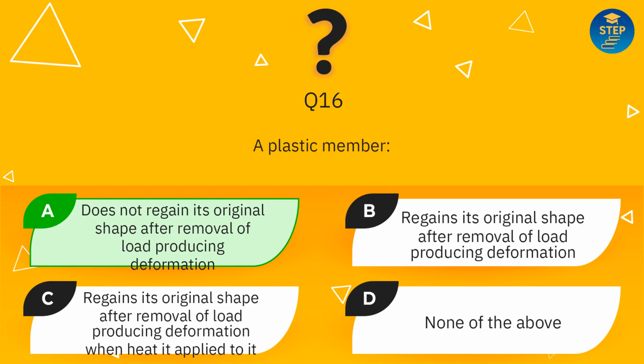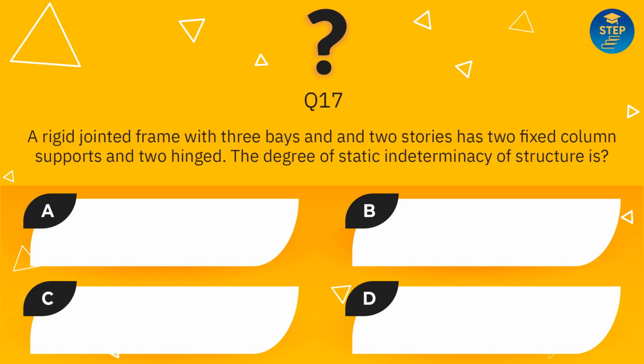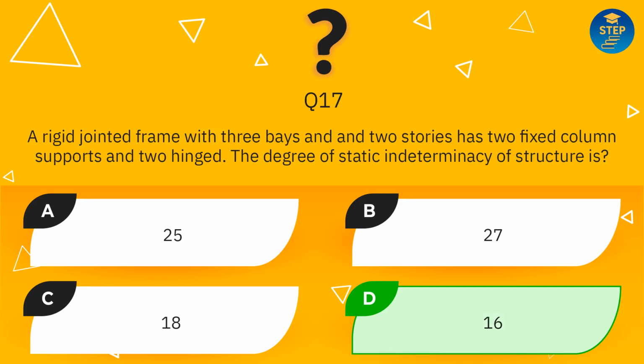Answer is does not regain its original shape after removal of load producing deformation. A rigid jointed frame with 3 bays and 2 stories has 2 fixed column supports and 2 hinged. The degree of static indeterminacy of structure is 25, 27, 18, 16. Answer is 16.